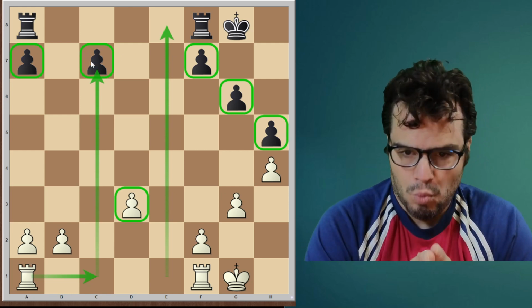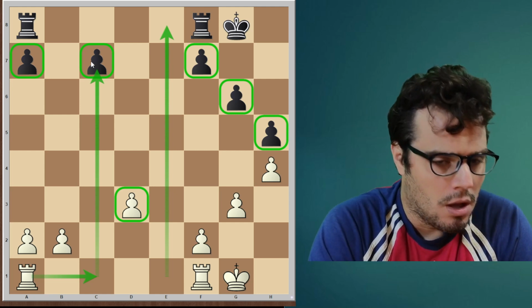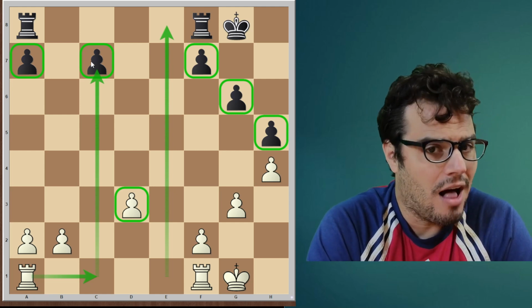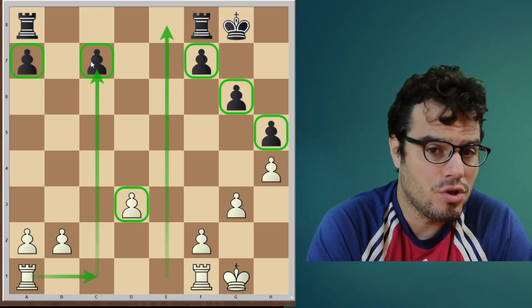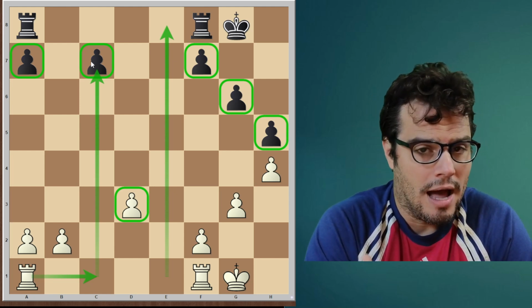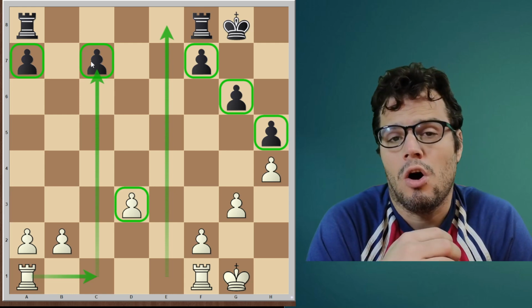So once you learn this concept, the first thing you need to do is learn this very well. You need to learn what is an open file, what is a closed file, what is a semi-open file. Once you know that, then you know that rooks should not be on the closed file, and rooks should be on semi-open files, rooks should be on open files.